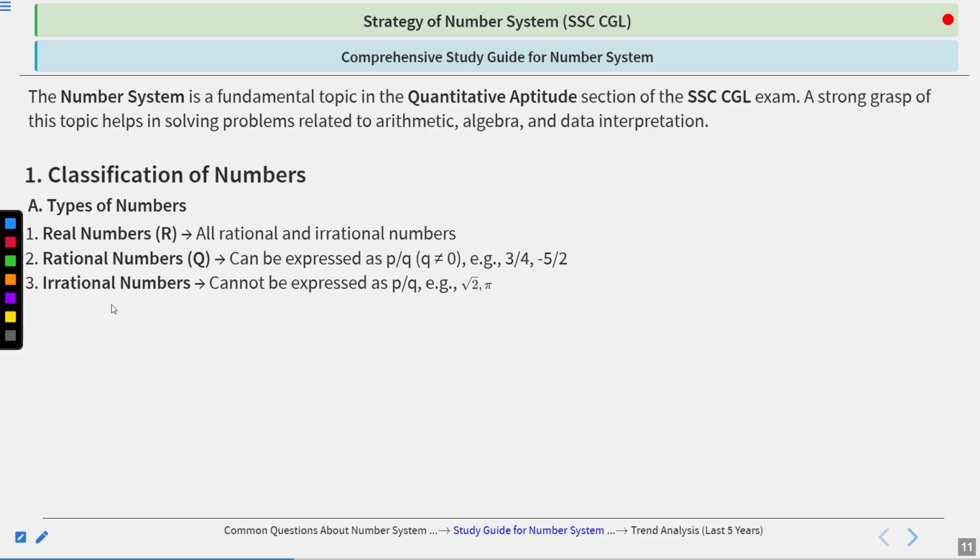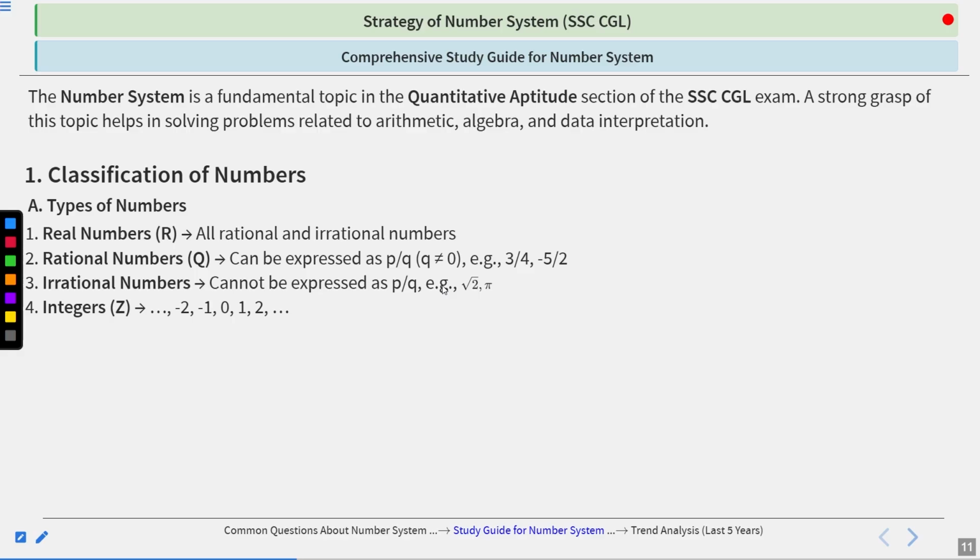Next one is irrational number. Those numbers which cannot be expressed in p by q form are irrational numbers. For example, root 2, root 3, root 5, pi, all these are irrational numbers because we cannot represent them in p by q form.